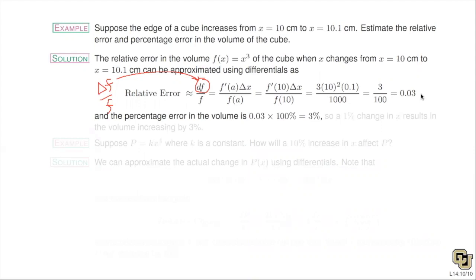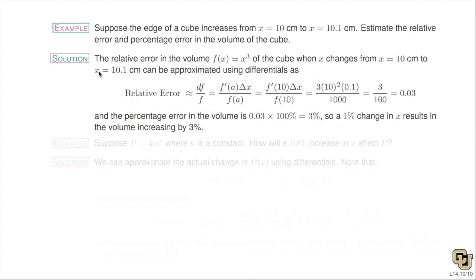So there's been a 0.03 increase in the volume. Or if you want the percentage change here, if you multiply 0.03 by 100%, we get a 3% increase in the volume. And so this helps us to put things in context. When x increases from 10 to 10.1, that's a 1% increase in x. So here, a 1% increase in the x variable results in a 3% increase in the output variable.